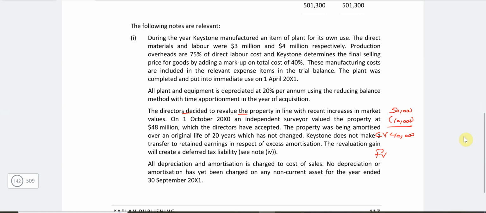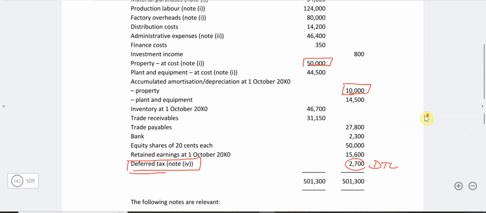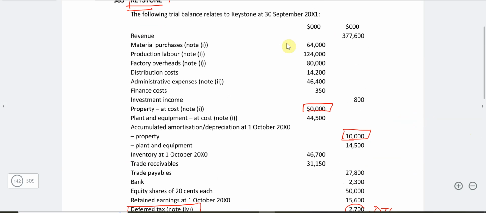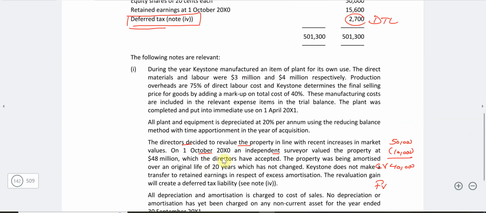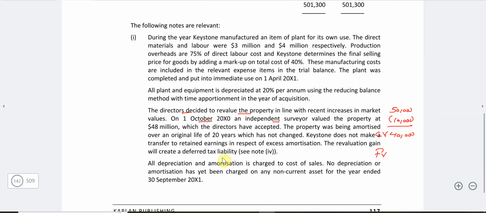The director decided to revalue the property in line with the recent increases in the values. On 1st October 20x0, that means at the start of the year, the independent surveyor, let's just confirm whether it is the start of the year by just looking at the date. Yes, the year end is 30 September 20x1, so the start of the year is 1st October 20x0. The independent surveyor valued the property at 48 million. So the fair value is 48,000. That means the gain is 8,000. This is the gain, and the revaluation gain will create a deferred tax liability.